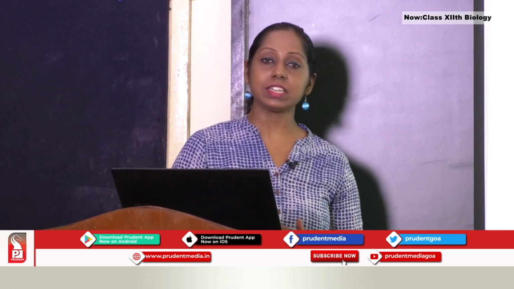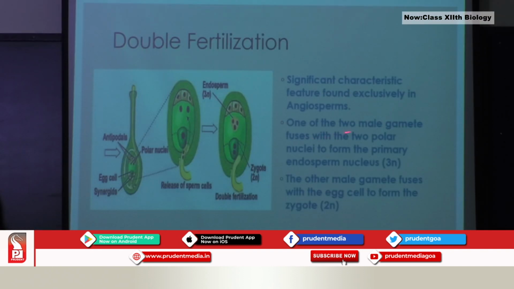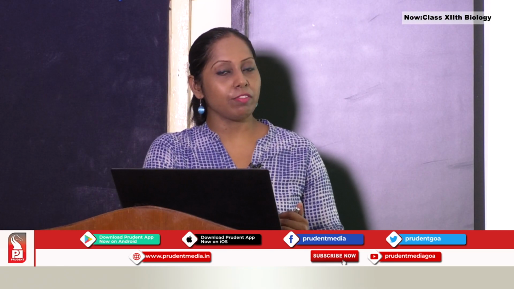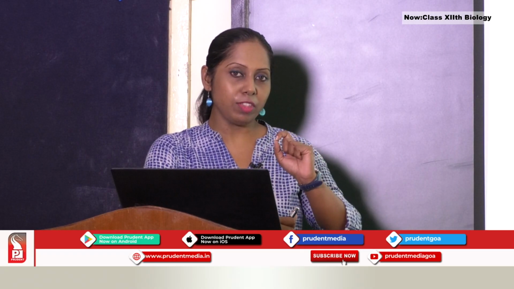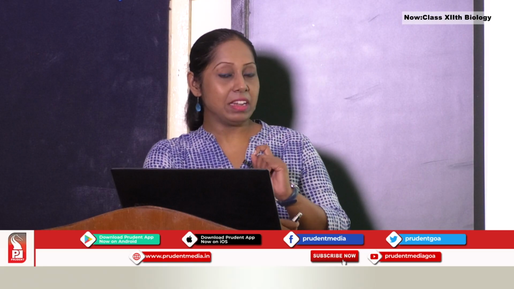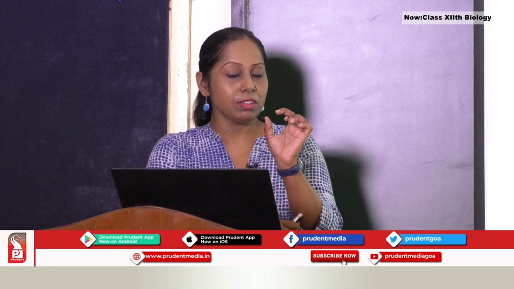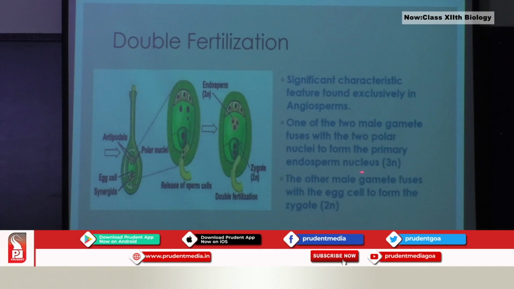So what happens in double fertilization? There are two male gametes. So one of the male gametes will fuse with the two polar nuclei in the central cell of the embryo sac to form the primary endosperm nucleus, and then the primary endosperm nucleus now becomes triploid, 3N. The central cell of the embryo sac had two polar nuclei, N and N. So the moment one of the male gametes reaches the polar nuclei, which is again N, it is going to be the fusion of the 3 nuclei resulting in a triploid primary endosperm nucleus.